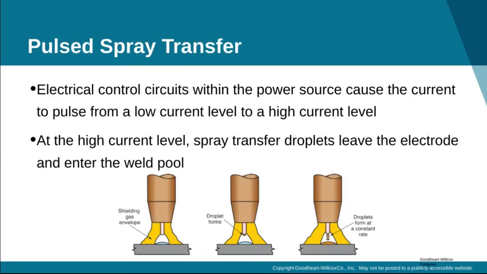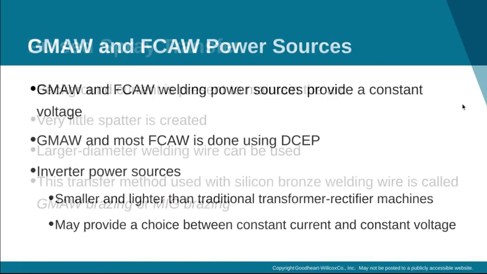Pulsed spray transfer: electrical control circuits within the power source cause the current to pulse from a low current level to a high current level. So it just ramps up, drops off, ramps up, drops off. At the high current level, spray transfer droplets leave the electrode and enter the weld pool. Excuse me. Okay, we won't be doing any pulsed spray transfer here.